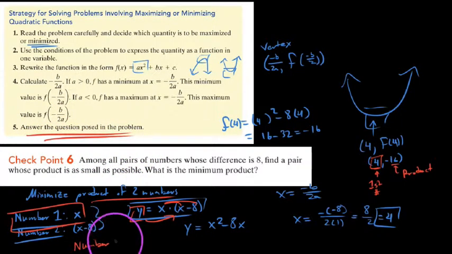We say number 1 is equal to 4, and number 2 is equal to, now we had x minus 8, which 4 minus 8 would give us negative 4. But those would be our two numbers there, and they certainly check out. They would multiply out to be negative 16.